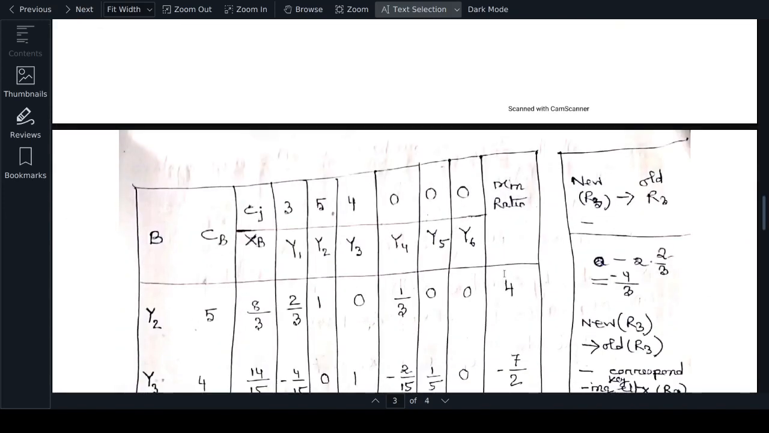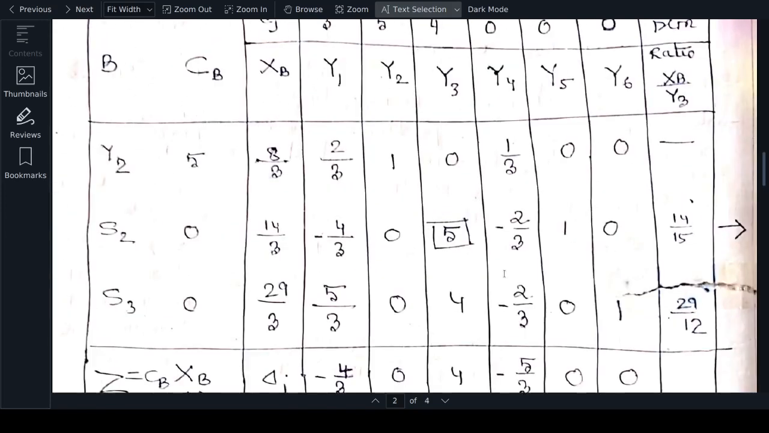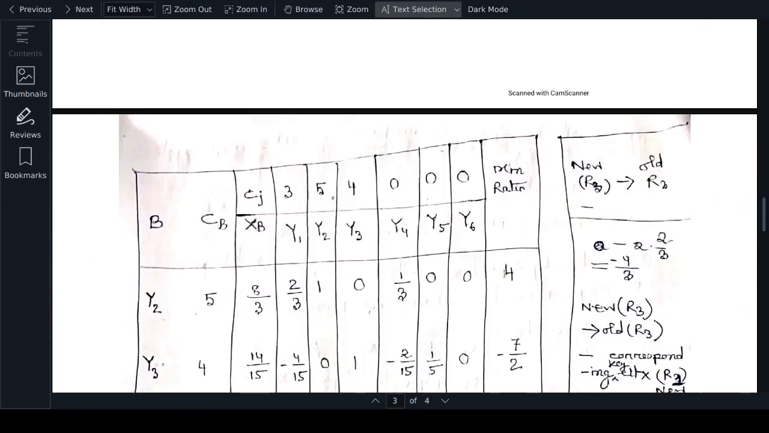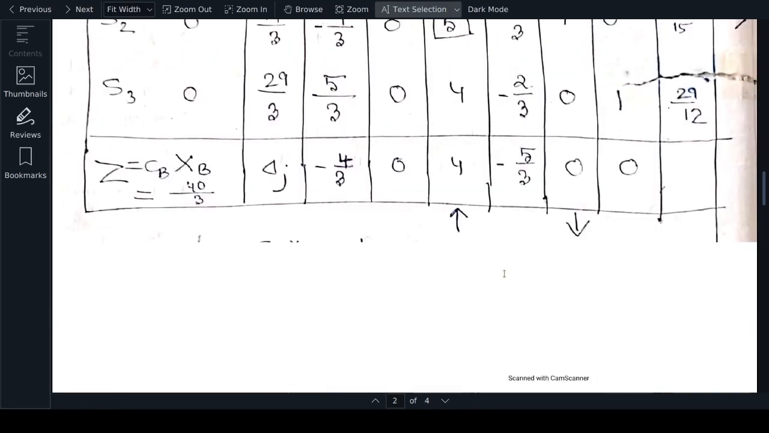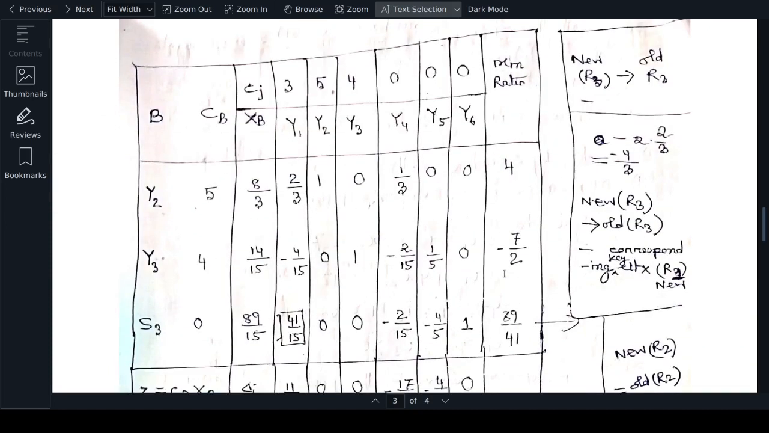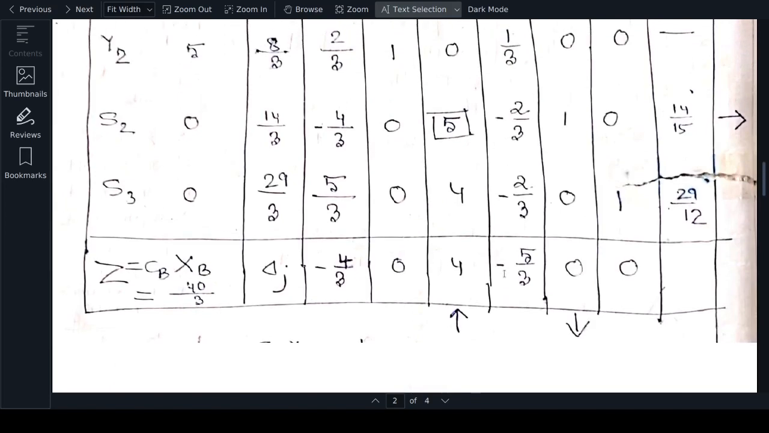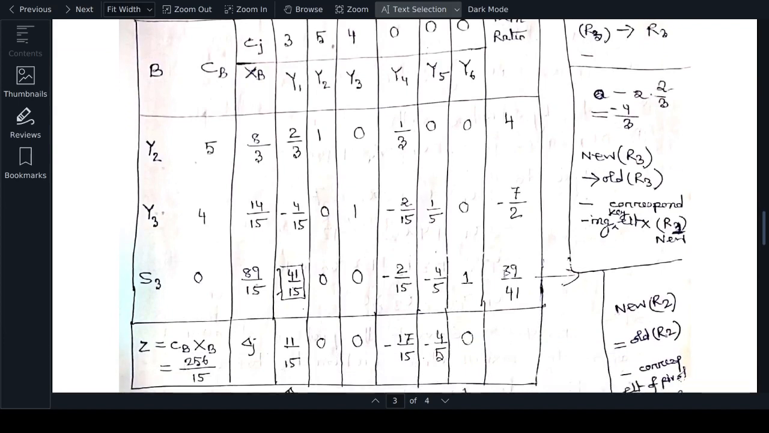Next, what we do: in the old table, you divide all the elements of the second row by 5. So 14 by 3 divided by 5 is 14 by 15. In the new third table, 14 by 15, then minus 4 by 15, then 0 by 5 is 0, 5 by 5 is 1, minus 2 by 3 divided by 5 is minus 2 by 15, then 1 by 5, then 0. Okay.